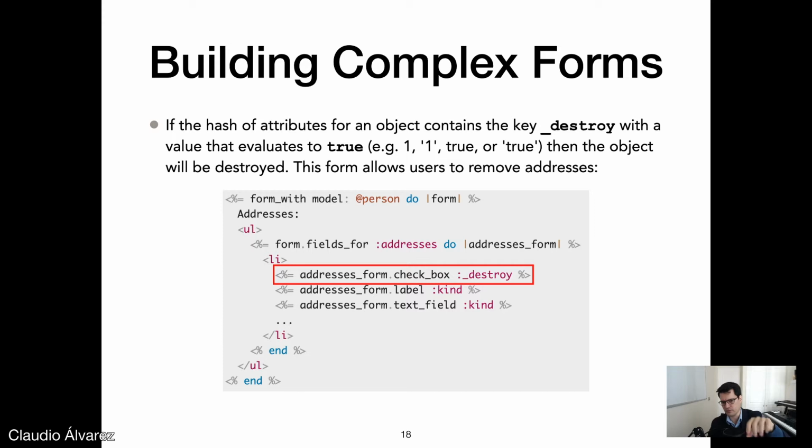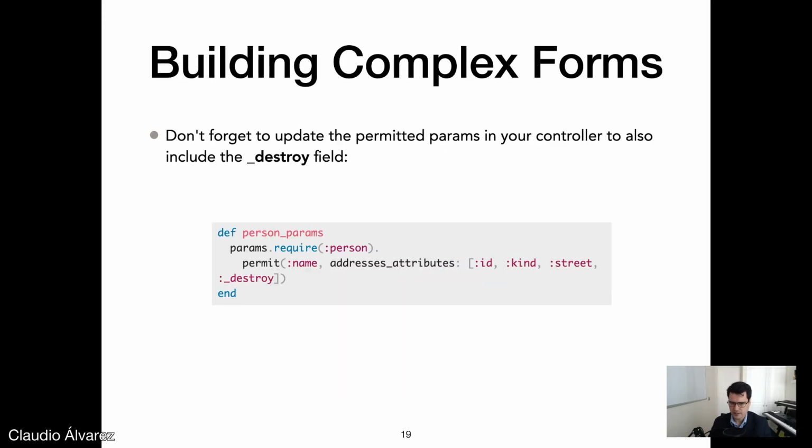So for that, the form will provide a checkbox, and the checkbox will, of course, store a binary value, 0 or 1, and that value will be stored in the _destroy variable when the form is submitted. So if that variable takes one of these values that are listed there, 1, quoted 1, true or quoted true, then the address model that has been checked will be deleted. And for that to work, you have to add the _destroy attribute to the list of address attributes.